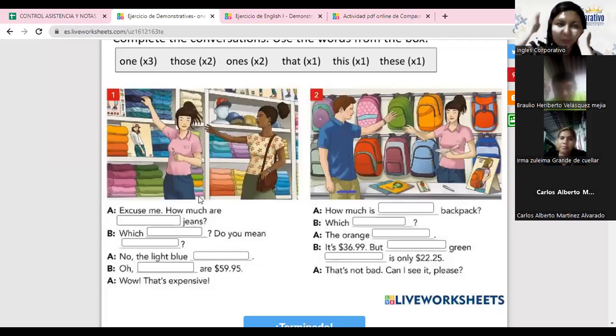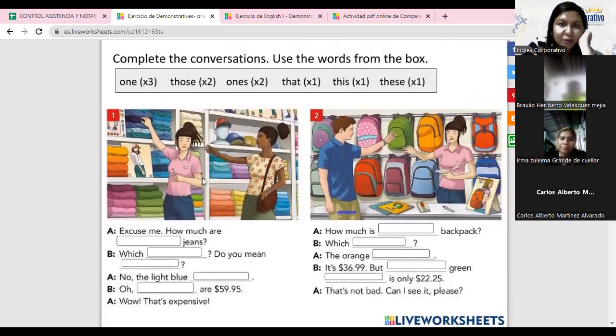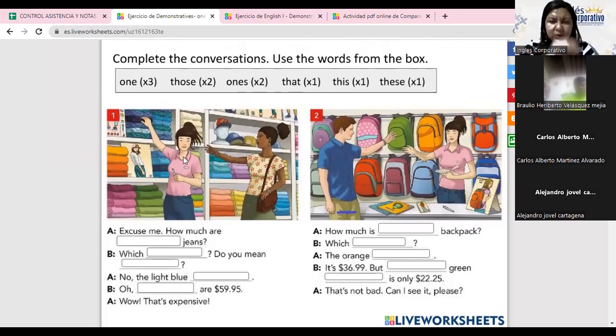Excuse me, in these conversations we have to use the words in the box. But look at the picture and tell me, who is the salesperson? Is she or she the salesperson, or the client, the customer? The Asian girl is the salesperson, right? And she's the client.